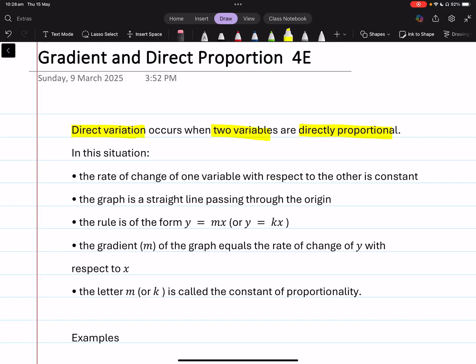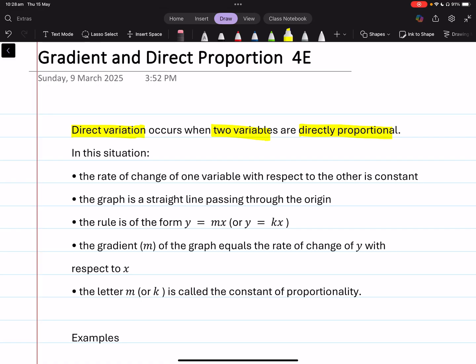An example of that, imagine you were going to the shop to buy some lollies. The number of lollies you can buy varies directly to how much money you have. If you have $1, you might be able to buy 5 lollies. If you have $2, you can buy 10 lollies. If you have $3, you can buy 15 lollies. So the number of lollies you can buy is directly proportional to the amount of money that you have.